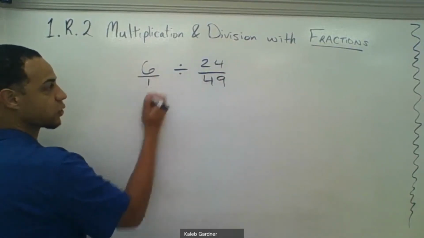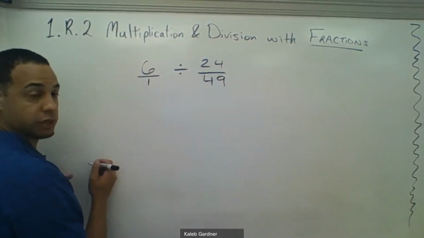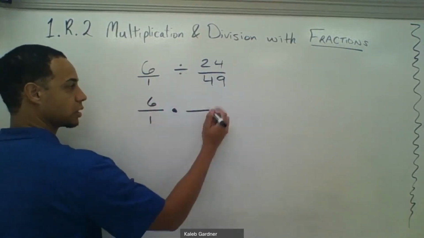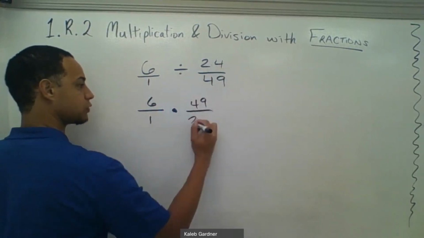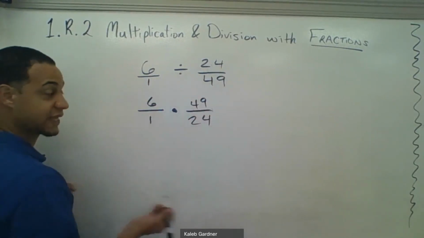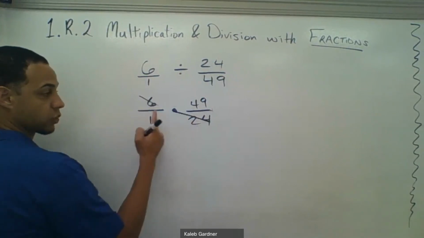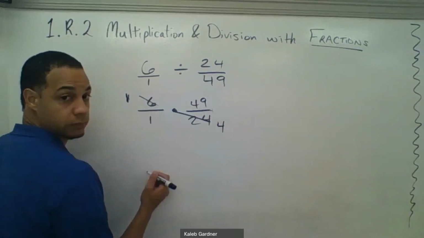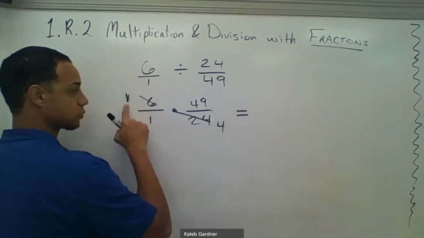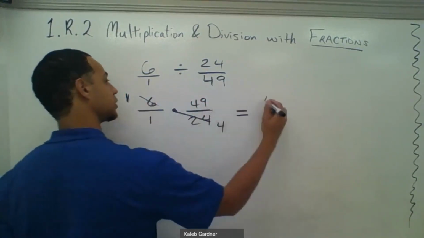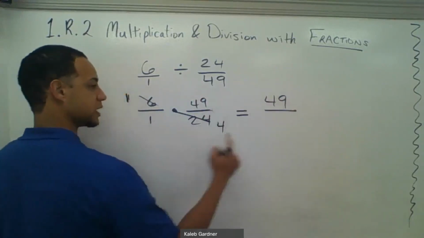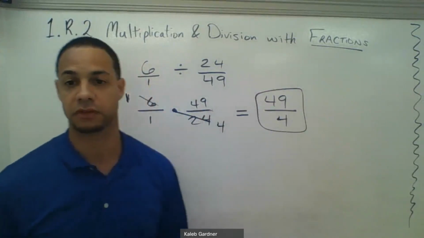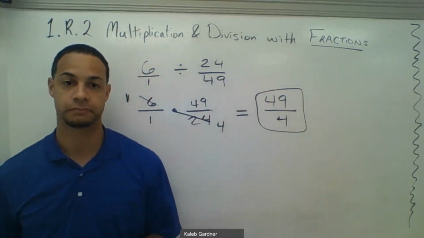Remember, we need to put this over 1 anytime we have a whole number. So now it's 6 over 1 times reciprocal 49 over 24. Reduce what we can. 24 and 6 reduced by 6 to make 1 and 4. So our final answer, we multiply across 1 times 49 and 1 times 4. All right, so that's the end of our lesson. Thank you very much.